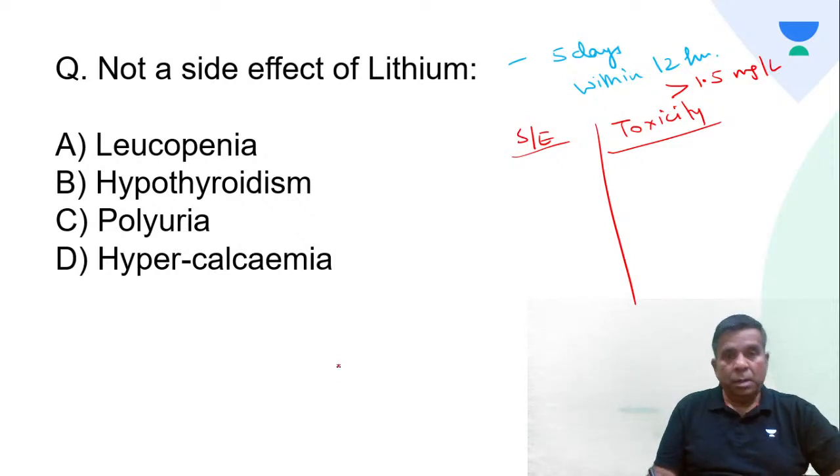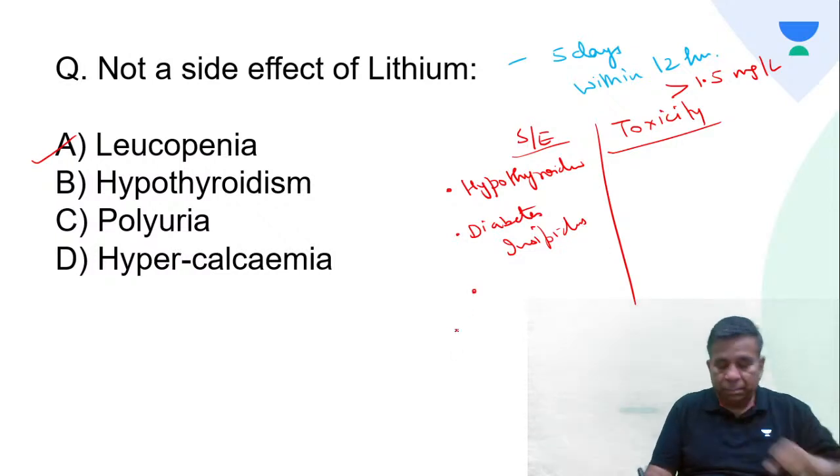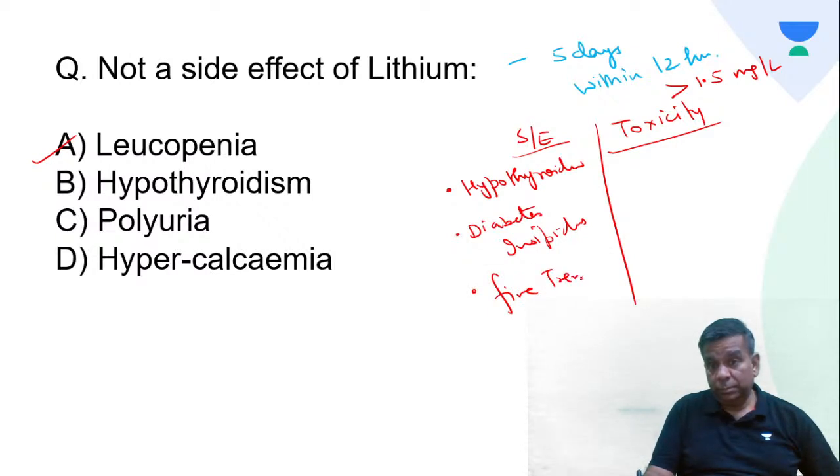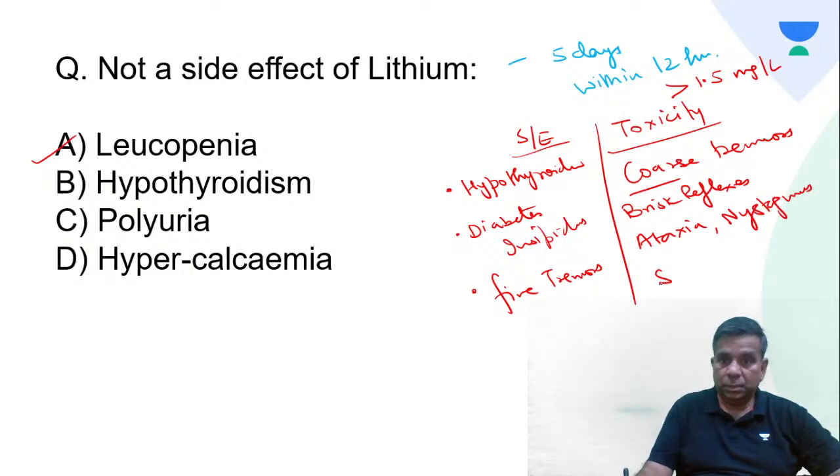Okay. Leukopenia, very good. It's leukopenia. Yes. Side effects are hypothyroidism, diabetes insipidus, and fine tremors. In toxicity, we have coarse tremors. We know it's a neurotoxic drug. Lithium is a neurotoxic drug. It has coarse tremors, brisk reflexes, ataxia, nystagmus, seizures, coma, and death.